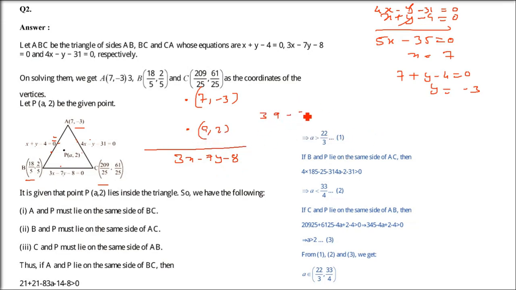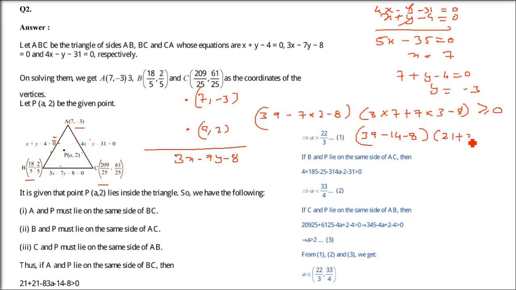So 3 into A, I am putting A, 2: 3A minus 7 into 2 minus 8. Now putting 7, minus 3: 3 into 7 minus 7 into minus 3, so I am making it plus, and then minus 8, greater than or equal to 0. So what do you get? 3A minus 7 2s are 14, 14 minus 14 minus 8, so you get 3A minus 22. Here you get 7 3s are 21 plus 21 minus 8, and this is greater than or equal to 0.